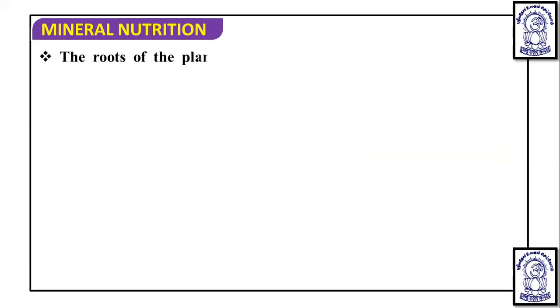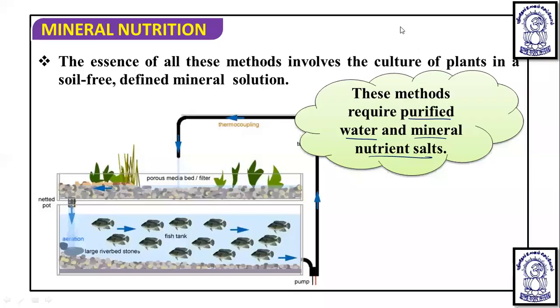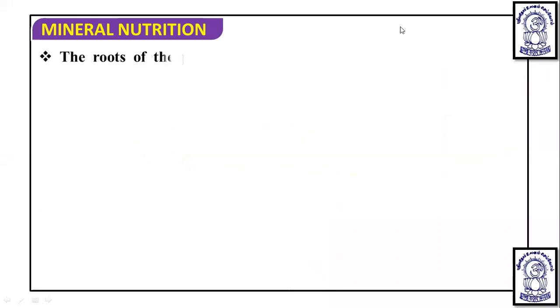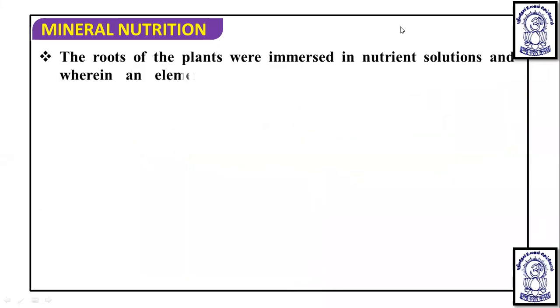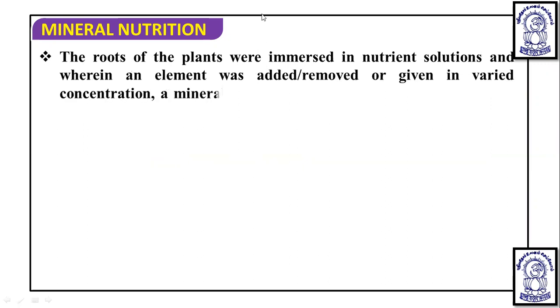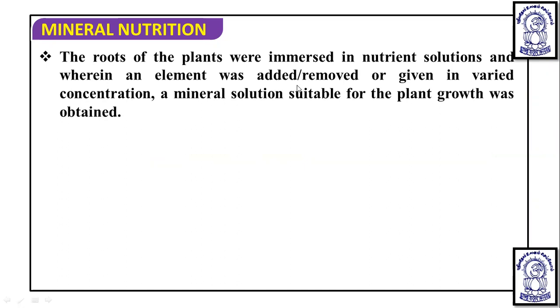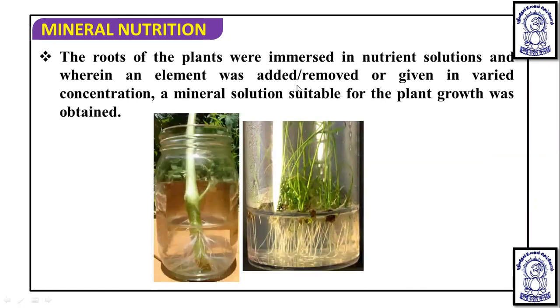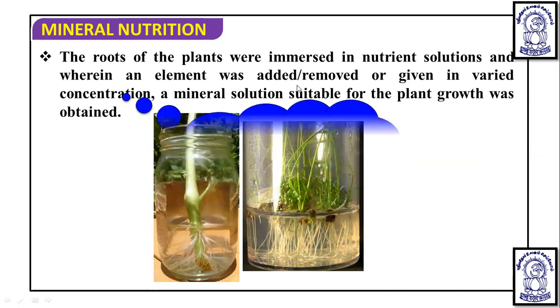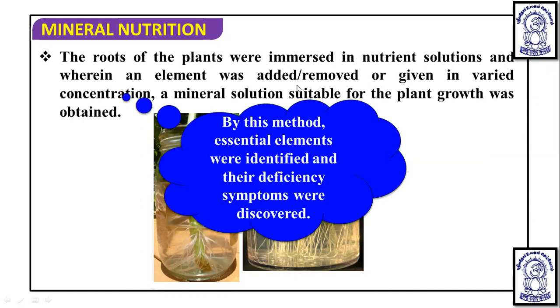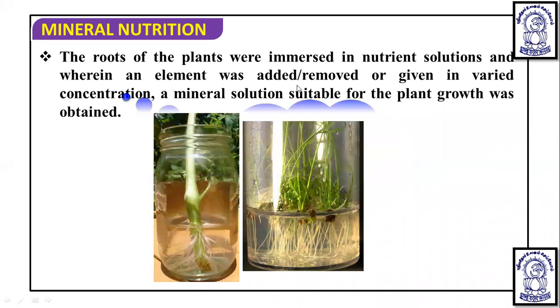This is important to understand, so we will address this question. We remember in hydroponics that the roots of the plants were immersed in a nutrient solution, wherein an element was added or removed or given in a varied concentration, and a mineral solution suitable for plant growth was obtained. In such a way proper mineral nutrition is provided. By this method, essential elements were identified and their deficiency symptoms were discovered. Hydroponics helps in this also.